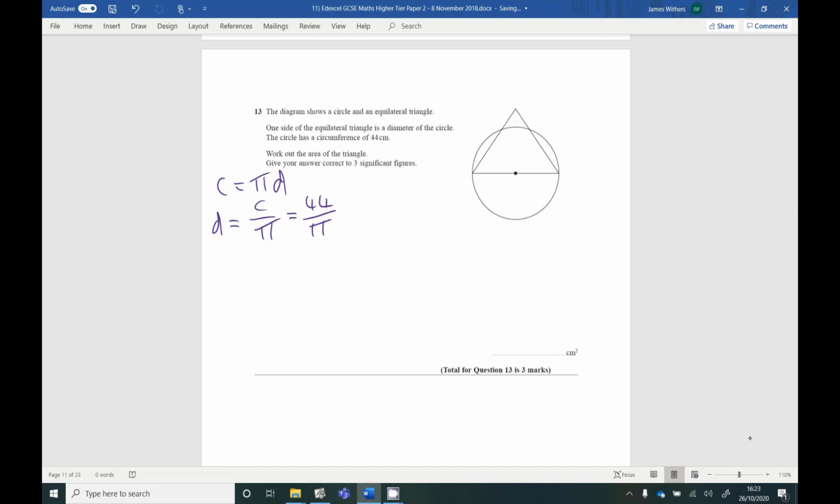Now to work out the area of this equilateral triangle, the area of the triangle is going to be half times the base times the perpendicular height.